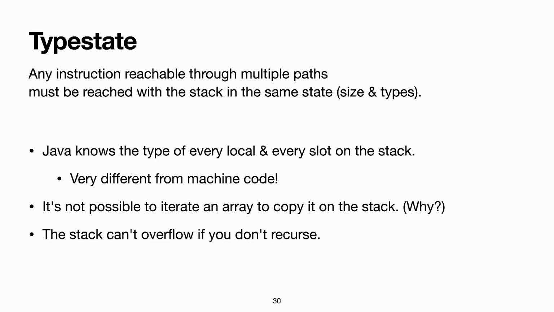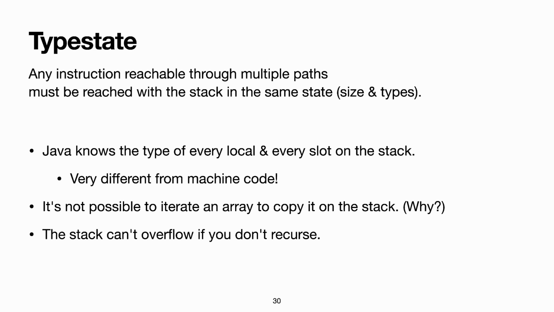Knowing this type state for every instruction leads to some very nice properties. So it means that Java knows the type of every local and every slot on the stack at any given time. This is very different from machine code, where values are basically integers and you're free to interpret these integers any way you want. They could be integers, they could be characters, they could be addresses. It also means that it's not possible to iterate an array to copy it on the stack. Why is that, do you think? Well, it's because the type state would be different depending on the size of the array.